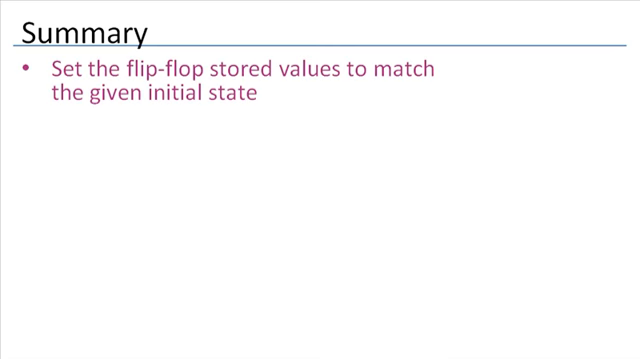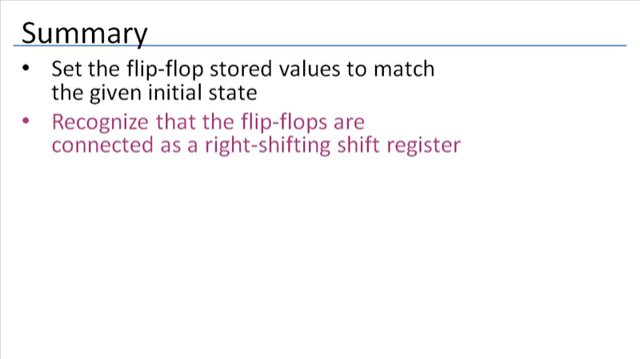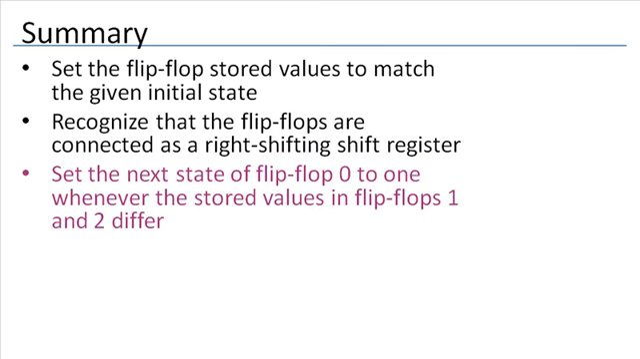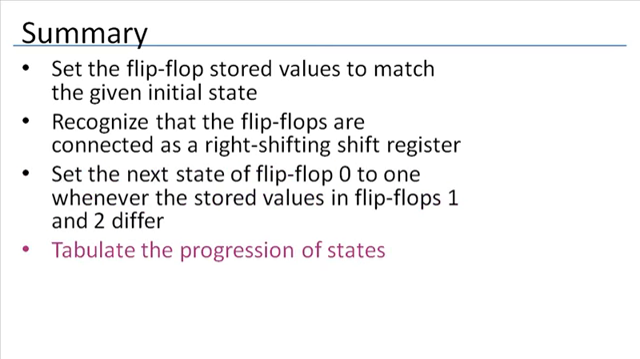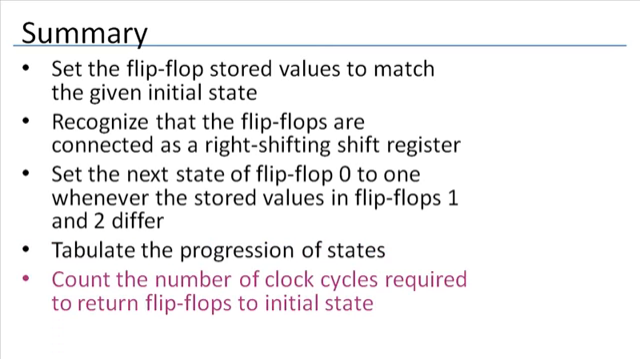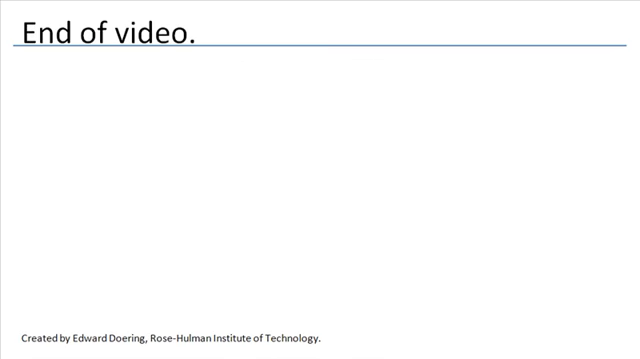Let's review how we approach this particular problem. We set the flip-flop stored values to match the given initial state. We then recognize that the flip-flops are connected as a right shifting shift register. We set the next state of flip-flop 0 to 1 whenever the stored values in flip-flops 1 and 2 differ. We tabulated the progression of states, and then counted the number of clock cycles required to return the flip-flops to the initial state. That wraps it up for this problem.